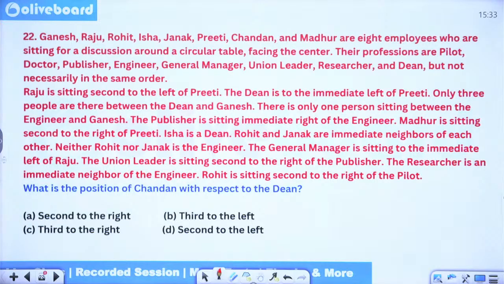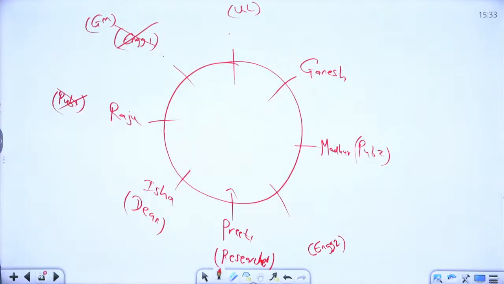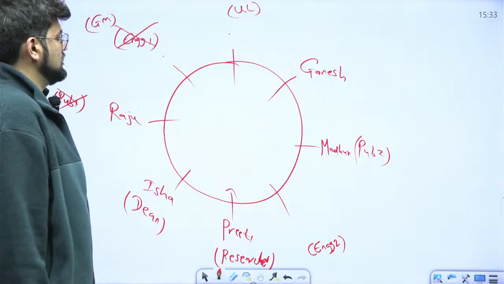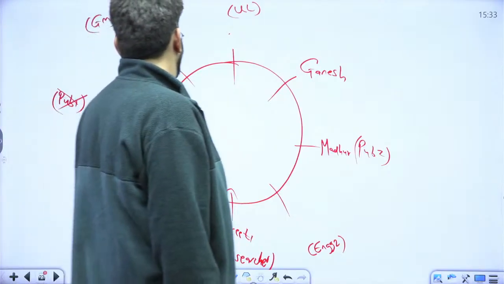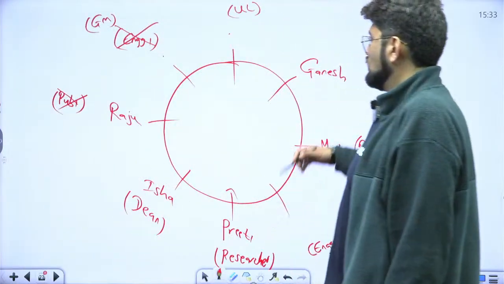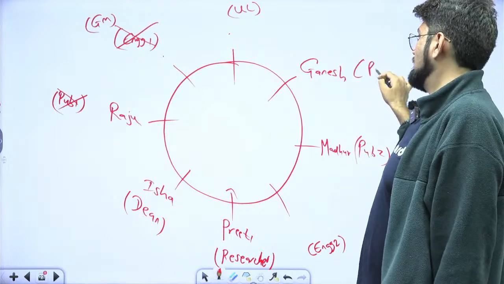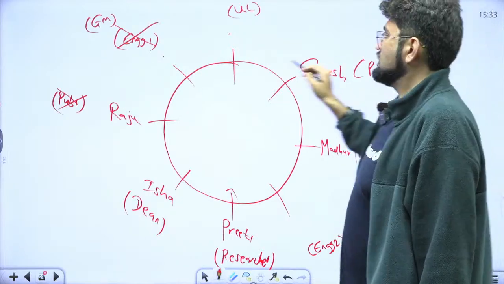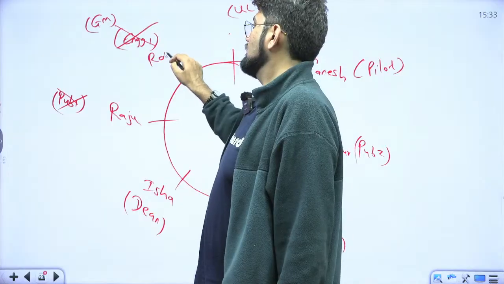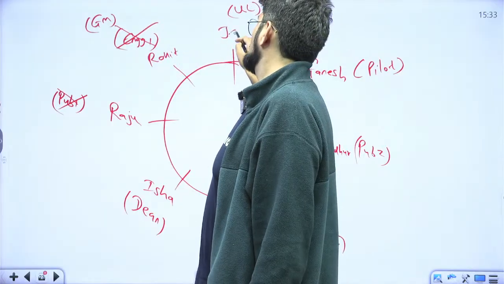Rohit is sitting second to the right of the pilot. Second to the right of pilot. So now who is the pilot? Second to the right. Rohit or Janak, they have to be here. This guy is the publisher. So this is the only possibility of a pilot. Which makes this guy as Rohit. Which makes this guy as Janak.